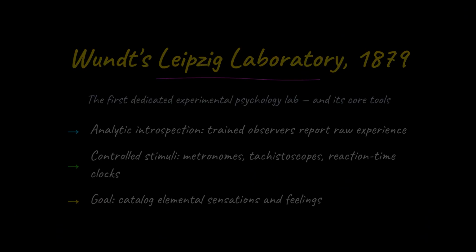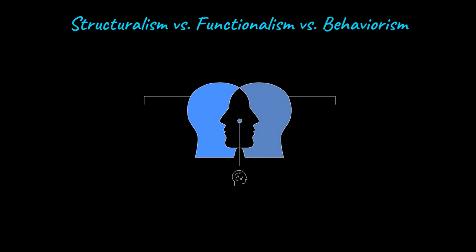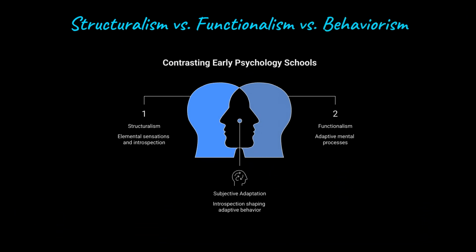It helps to place structuralism alongside its rivals. William James's functionalism asked what mental processes are for, not what they're made of. Watson's behaviorism rejected introspection altogether. Structuralism's signature is the trained observer cataloging elemental sensations in a late 19th century German laboratory.